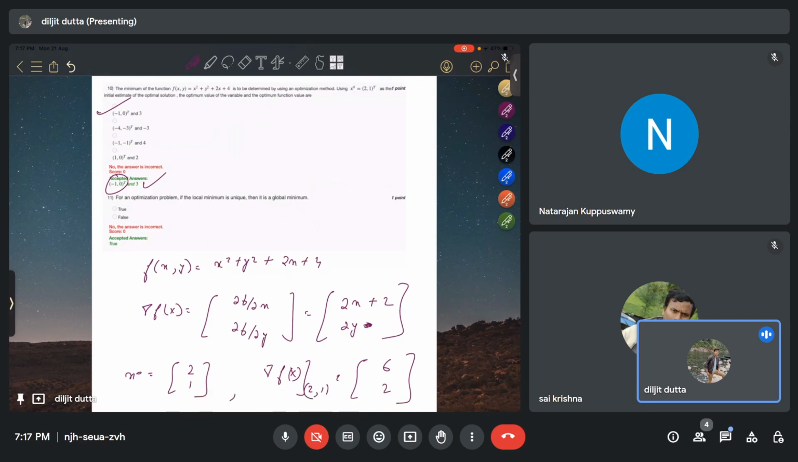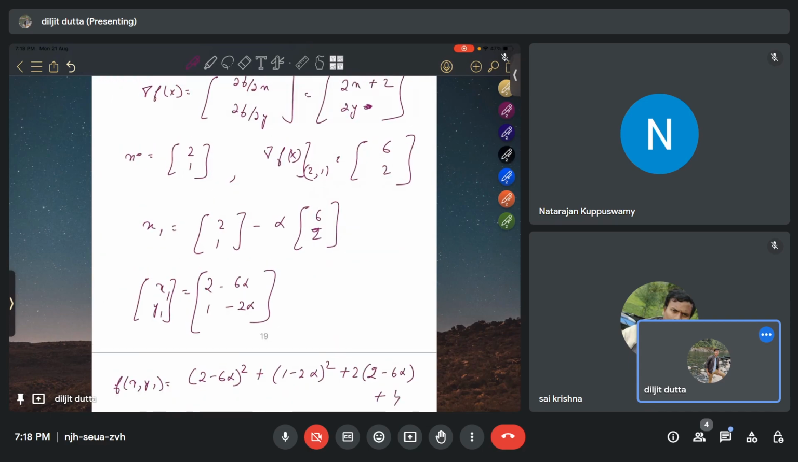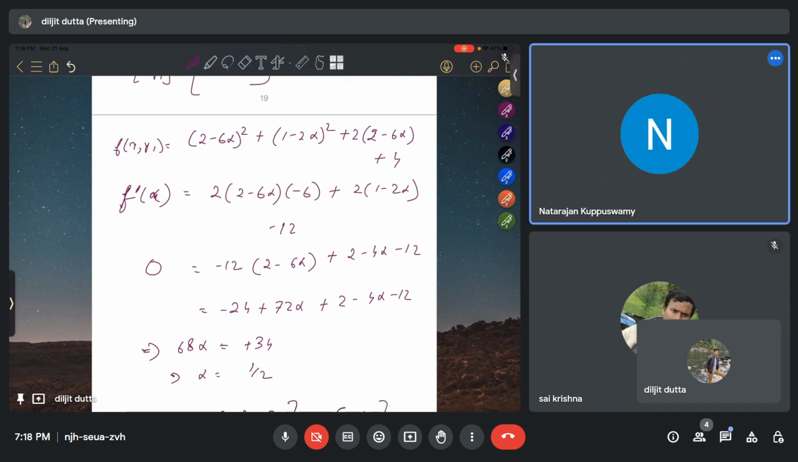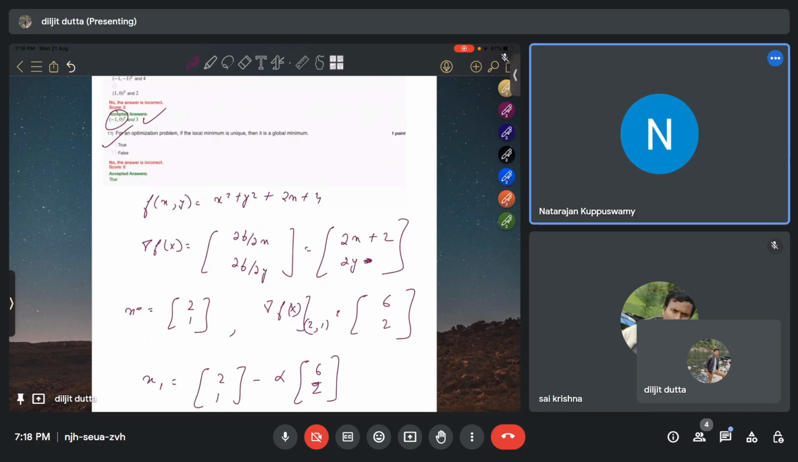Now for an optimization problem, a local minima is unique, it is a global minima. It is true. Yeah, if you have any doubts in any of the problems solved today, you can ask me now. I am done with the blackboard. Can you explain the last one, Problem 11?